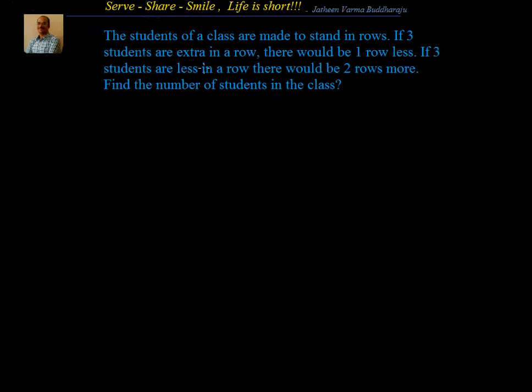If 3 students are extra in a row, there would be 1 row less. If 3 students are less in a row, there would be 2 rows more. Find the number of students in the class.